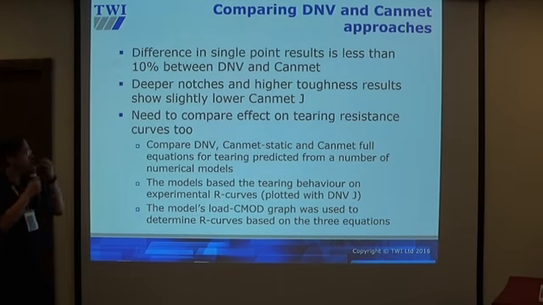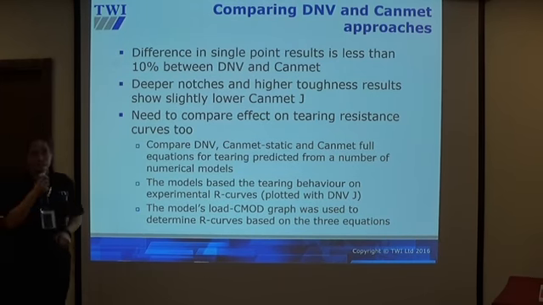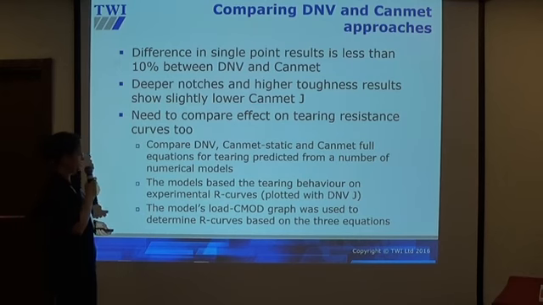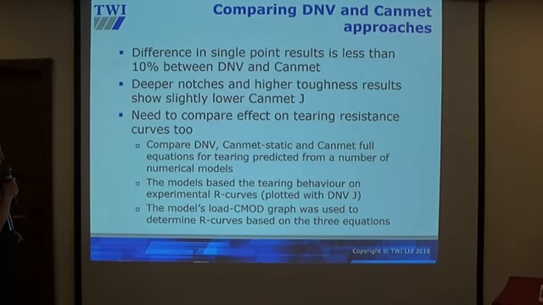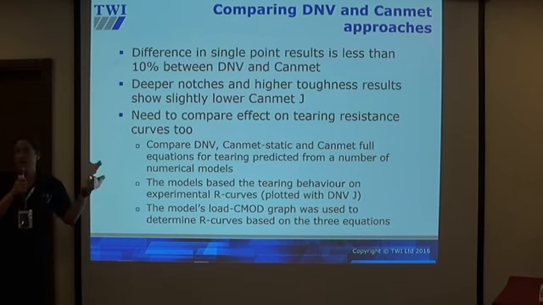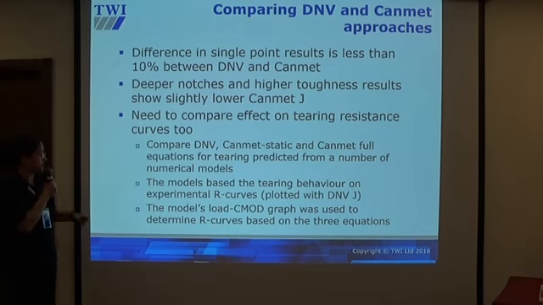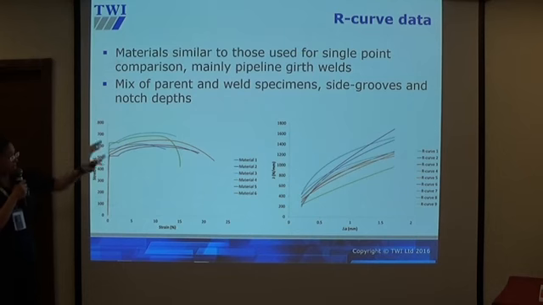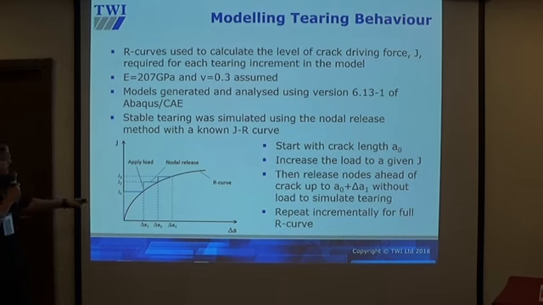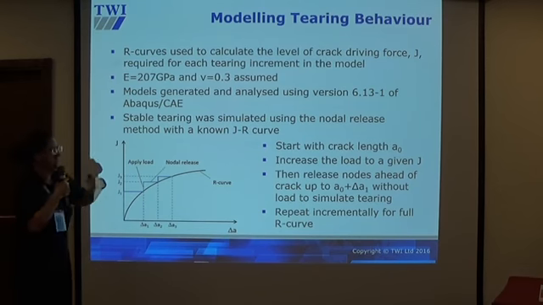We also wanted to compare R curves, and I'll do this fairly quickly. Most of this, based on numerical modelling, was done by my co-author Emily Hutchinson, so if I'm a bit quick it's because this was not the work I did, but most of the SENTs are used for R curves. So what we wanted to do was compare the three main equations, the DNV, the Canmet, and the Canmet tearing one, based on a numerical model. What we did was feed in experimental R curves for different materials, with what's called the nodal release model. So based on an experimental R curve, load the model to a certain J, then release the nodes ahead of that crack to a certain crack tearing, and increment that until you've got the R curve.